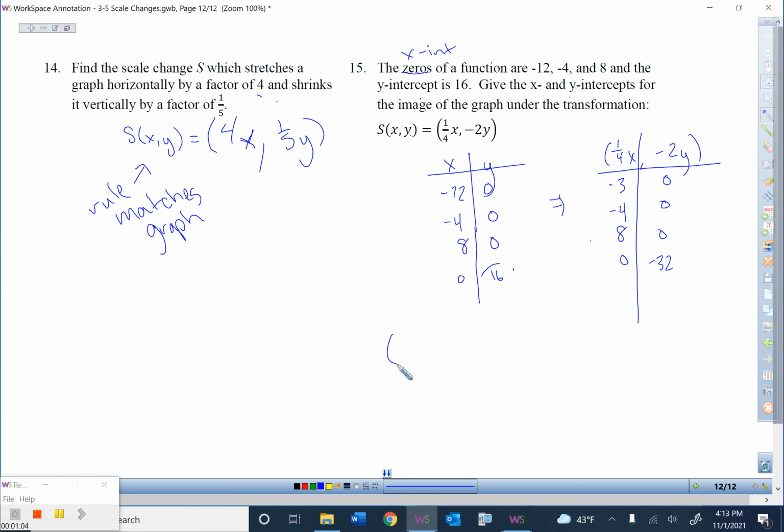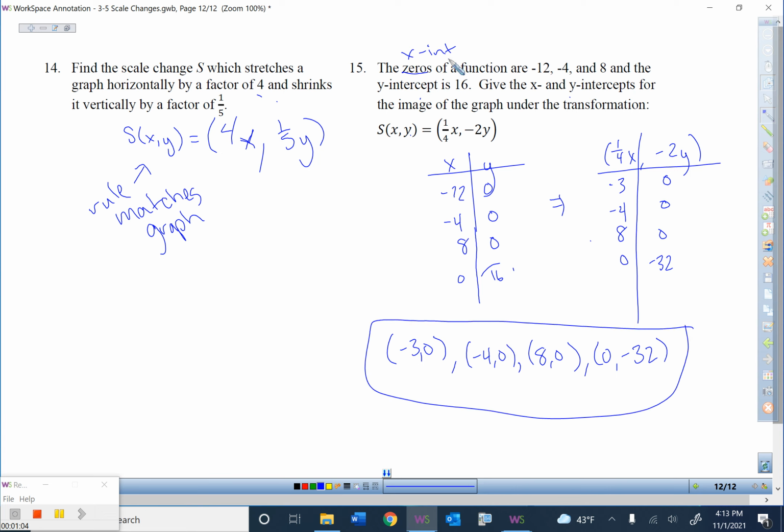So your final answer are the points -3, 0, -1, 0, 2, 0, and 0, -32. So this one you don't have to make a table if you can see ahead on which part of the rule you're going to use, but you do have to write those as ordered pairs because when we're talking about intercepts, they are points.